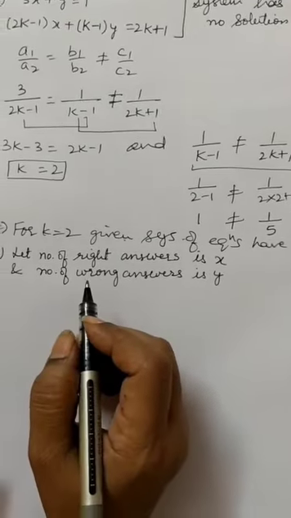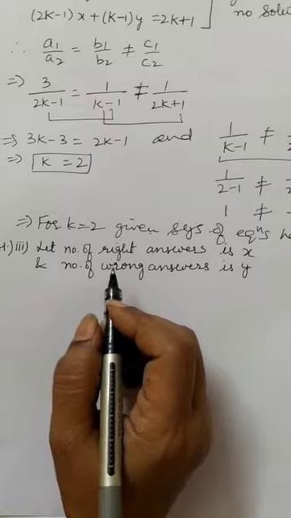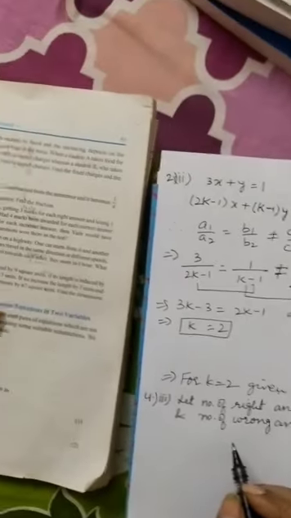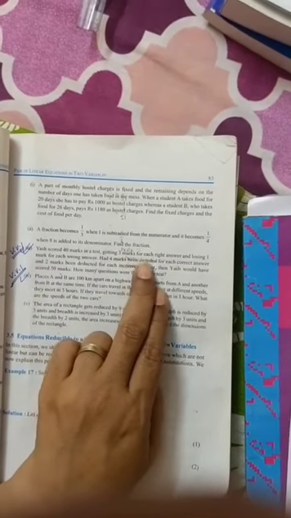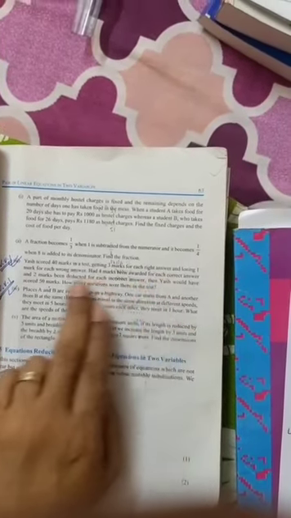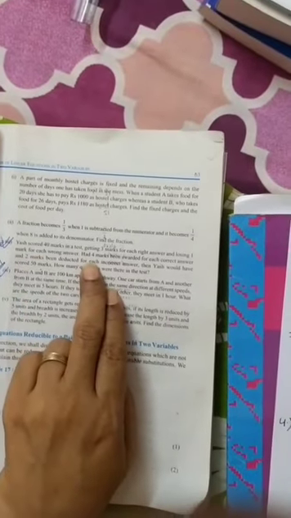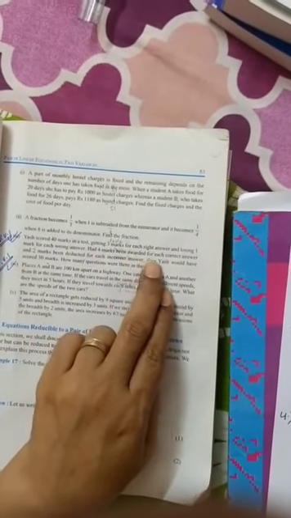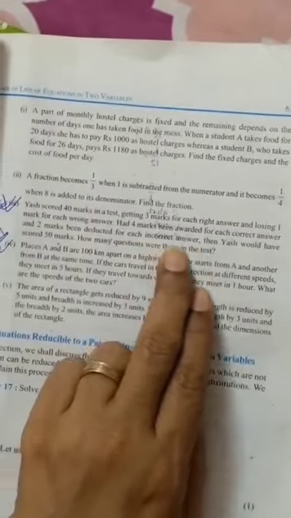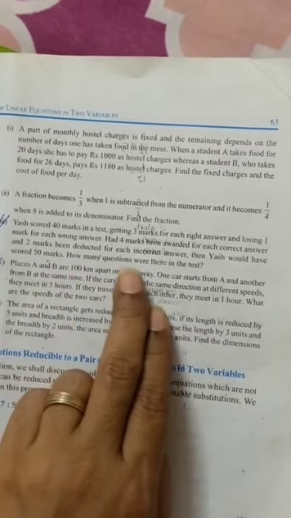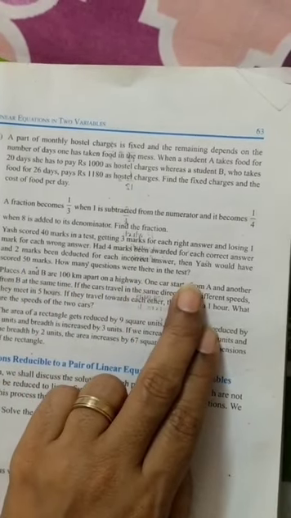Next we come to question 4. Third part we are doing. It's a word problem. Yash scored 40 marks in a test, getting 3 marks for each right answer and losing 1 mark for each wrong answer. Had 4 marks been awarded for each correct answer and 2 marks been deducted for each incorrect answer, then Yash would have scored 50 marks. How many questions were there in the test?